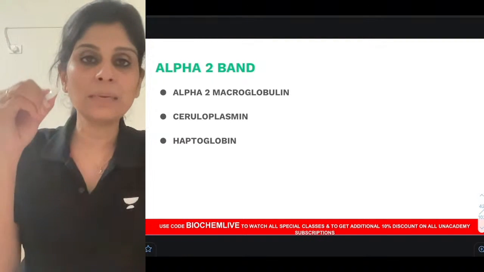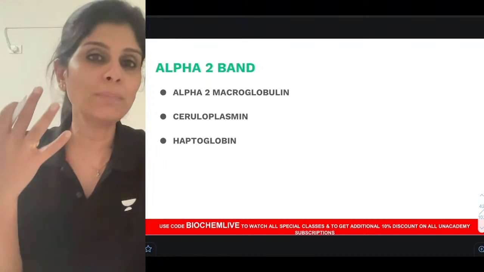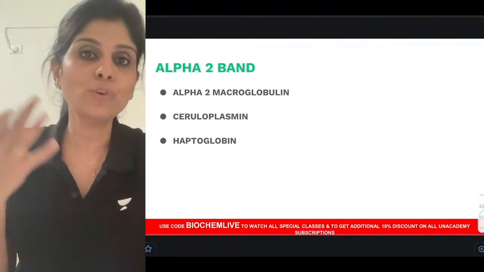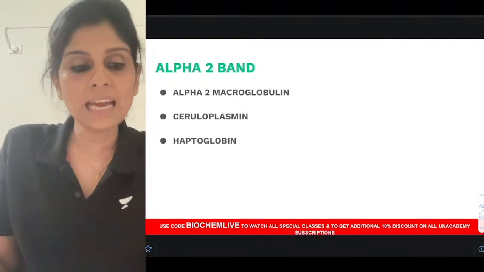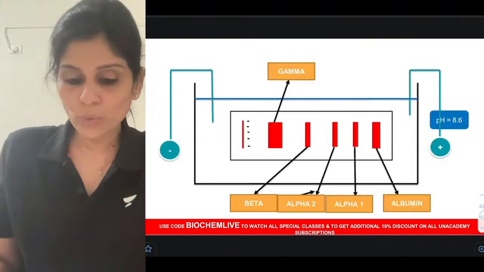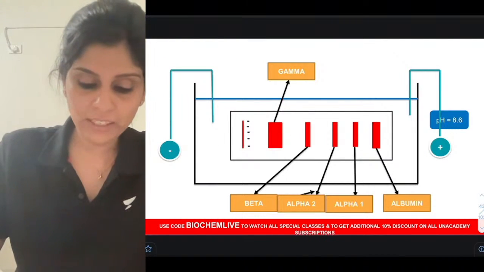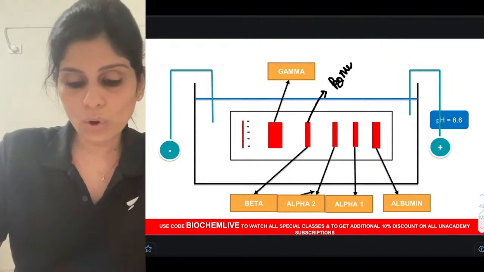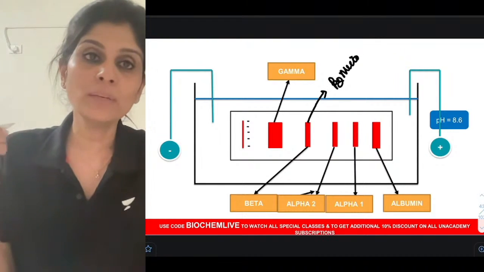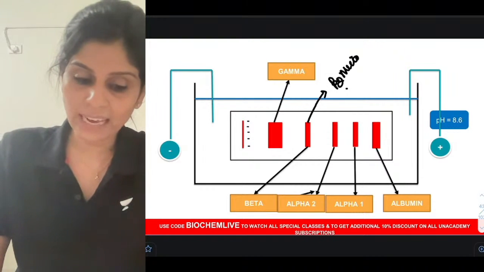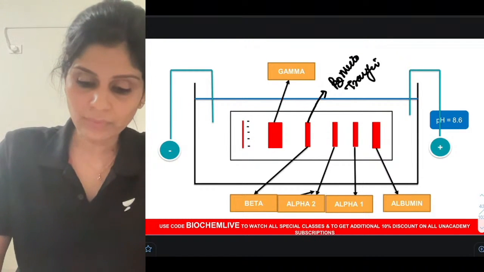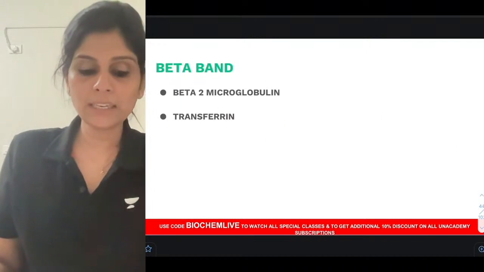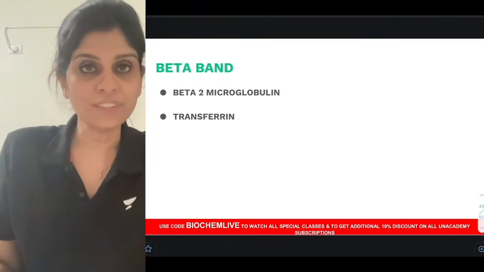So this slide is for your visual memory. Try to have a look at it. Alpha 2 macroglobulin, ceruloplasmin, and haptoglobin. And then you have a beta band. What are the proteins present in the beta band? Beta band has got beta 2 microglobulin and transferrin.